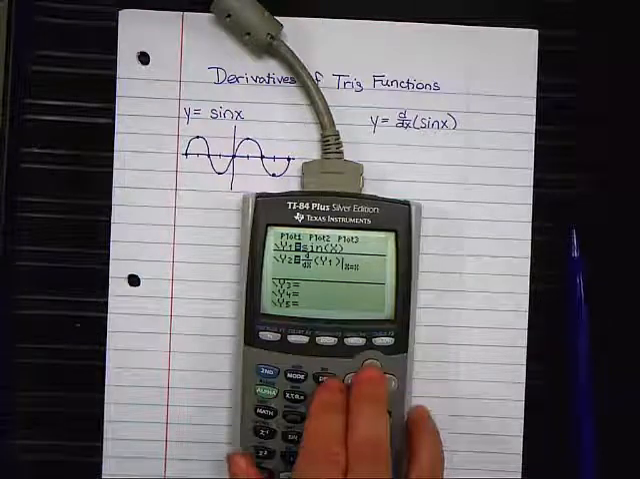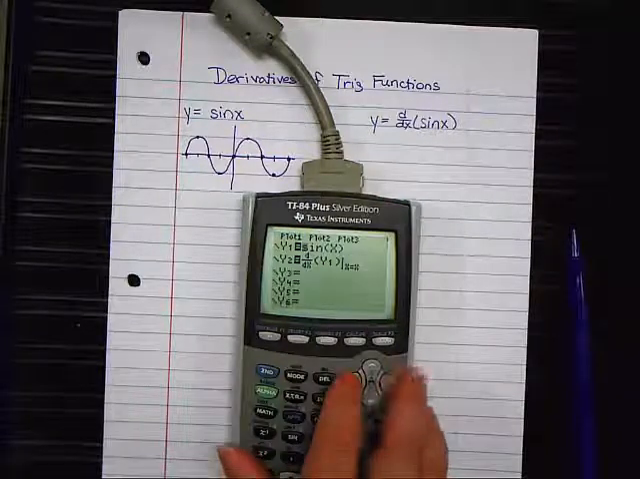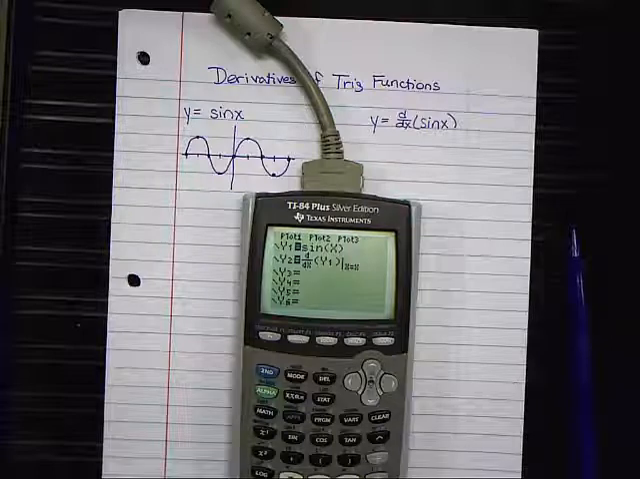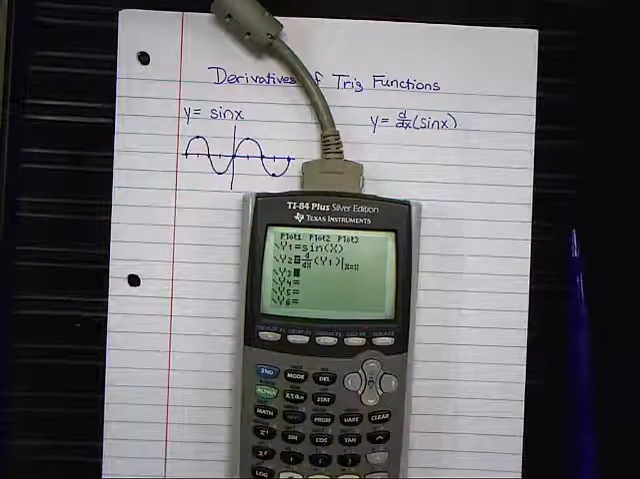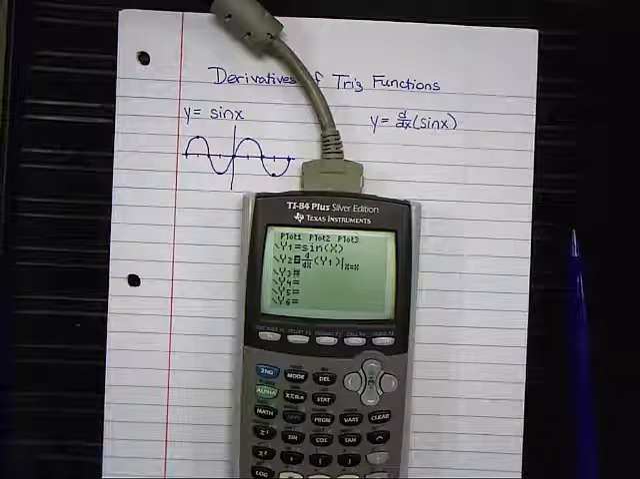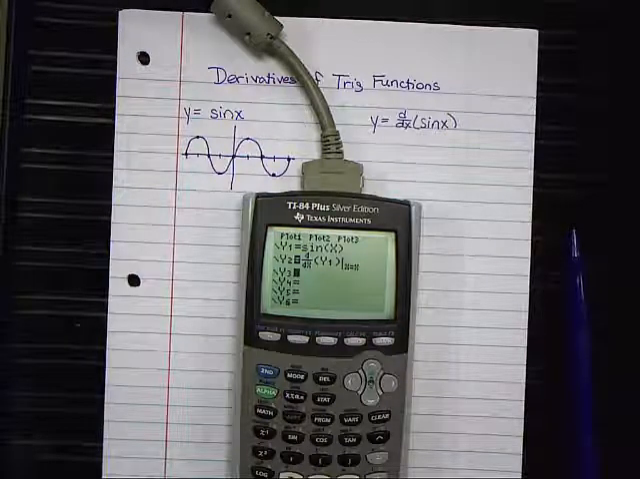Okay, what I need you to do now is go and turn off the sine graph. Do not erase it, turn it off. Do you know how to do that? Go to the equal sign, hover on the equal sign, push enter, and then come down. Notice that the equal sign is now not with a black box around it. That means that graph is turned off. The information's still there, but it's not going to graph it. Now push graph. Push just graph.